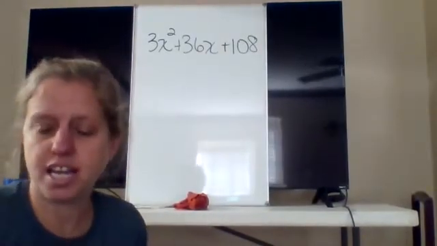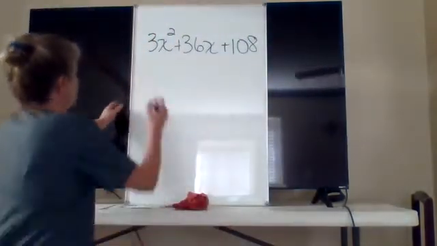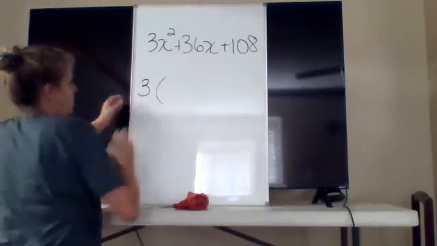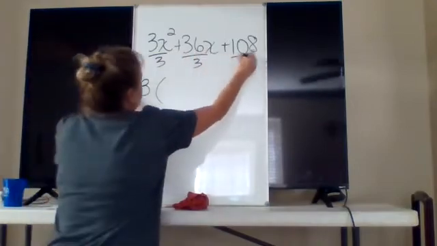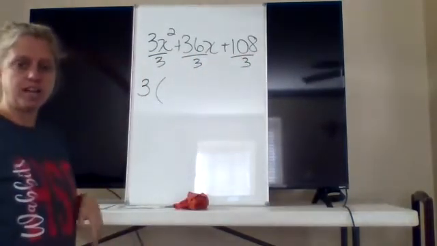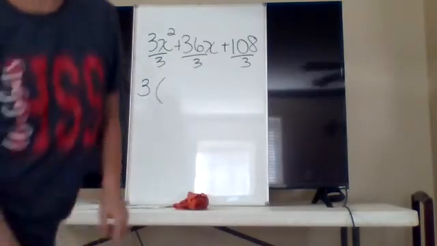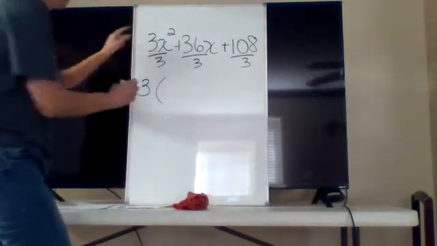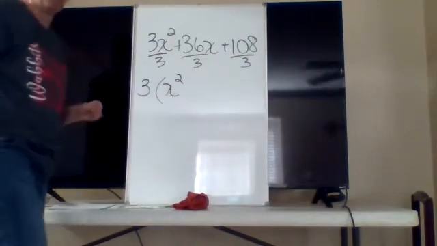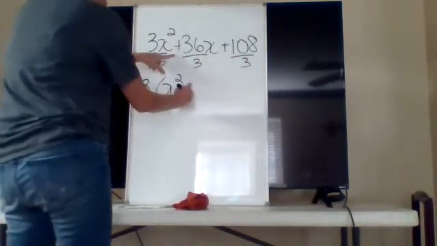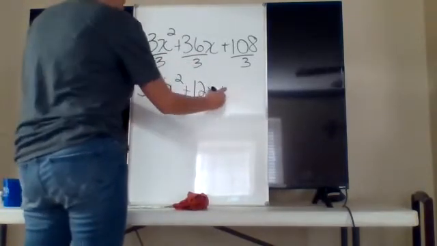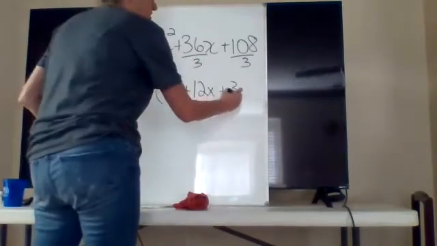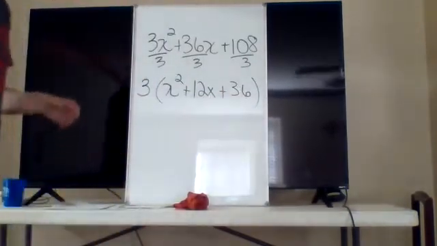Okay, so what did you see that you could pull out of here? What goes into all three of those? The number 3 does, right? They all divide by 3. So I'm going to divide them by 3 and see what's left. So if I divide this first term by 3, I pulled out the 3, so all I'm left with is that x squared plus 36 divided by 3 gives me 12x plus 108 divided by 3 gives me 36.